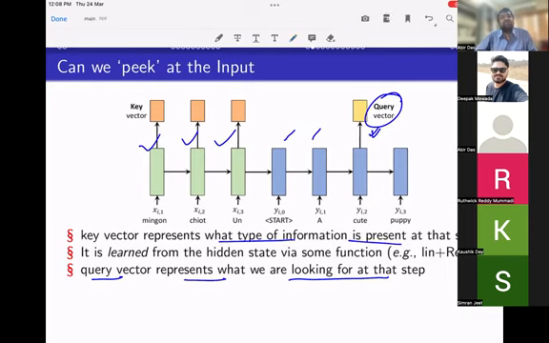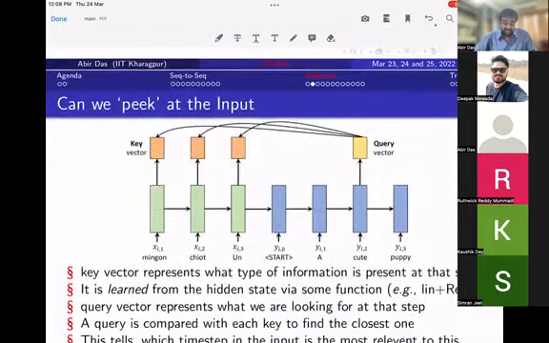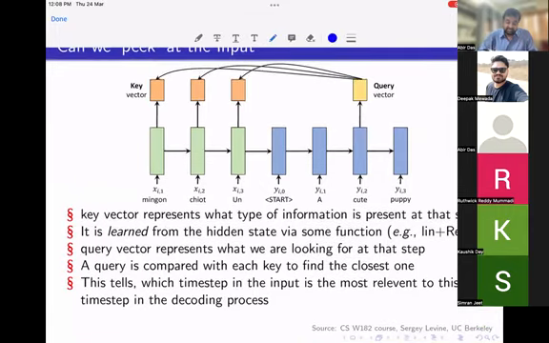Next you can guess that we need to give some interaction between key and query, so that the query gets what it is asking. That is what is done then. A query is compared with each key to find the closest one. The key gives the information that is present in the encoder at that time step, and the query is looking for some information.